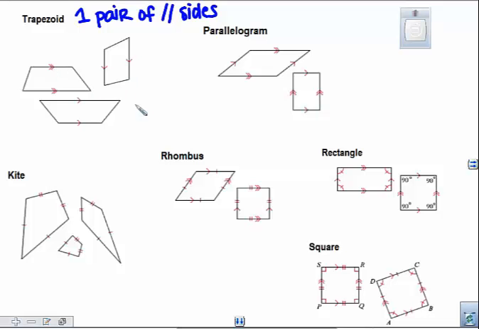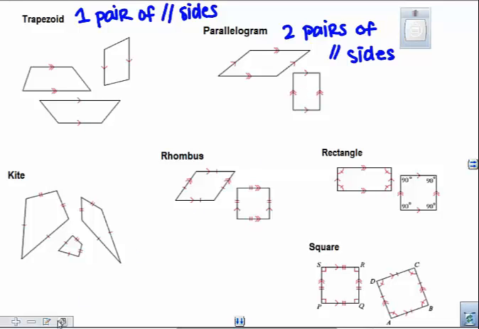Notice a couple of examples are drawn here for you. You don't have to draw all of these. But if these are parallel and these are not, then that's a trapezoid. These are parallel, these are not, that's a trapezoid. If you have two pairs of parallel sides, that is a parallelogram. So two and the other pair, that makes it a parallelogram.